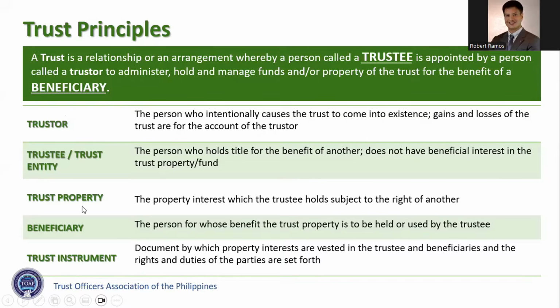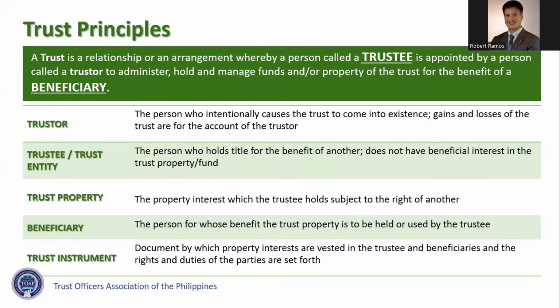The trust property is the property interest which the trustee holds subject to the right of another. So in effect, trust property could be financial assets or hard property. The financial assets can be in the form of time deposits, fixed income securities, or equities.